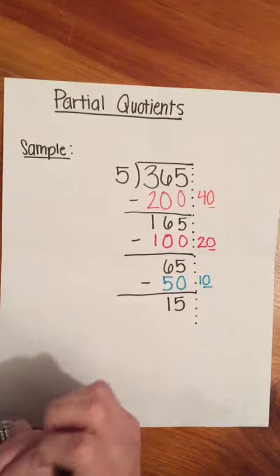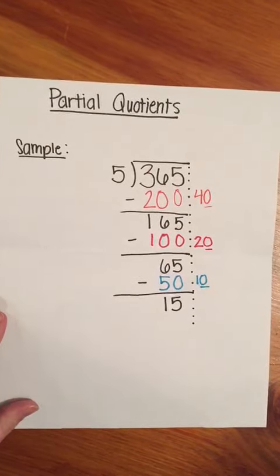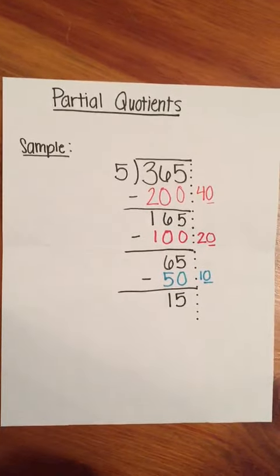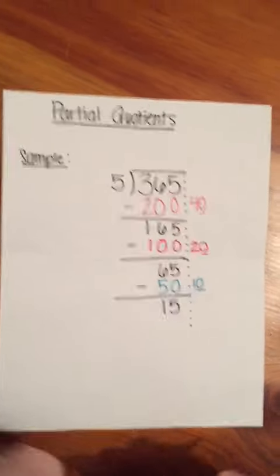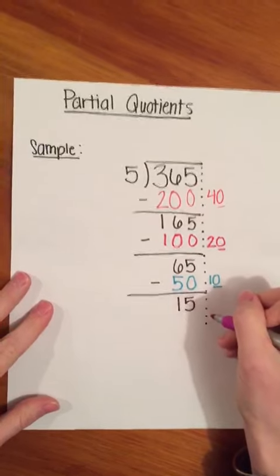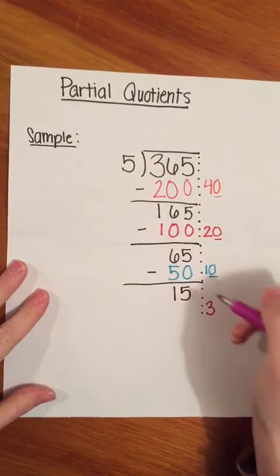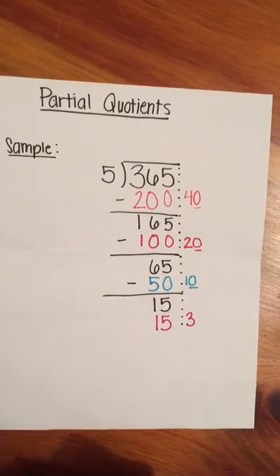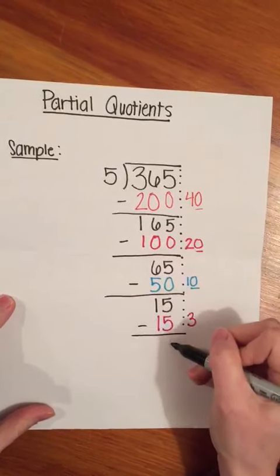And now here's where things get more specific. I need to think to myself, how close can I get to 15 multiplying by 5 without going over? Now luckily I can get right on the money. So I'm going to put a 3. 3 times 5 is 15. And everybody knows that 15 minus 15 is 0.